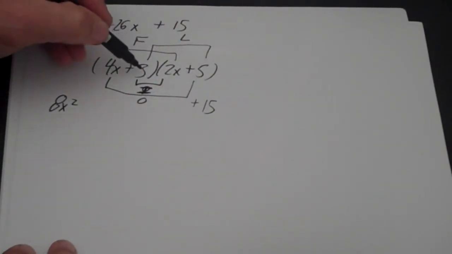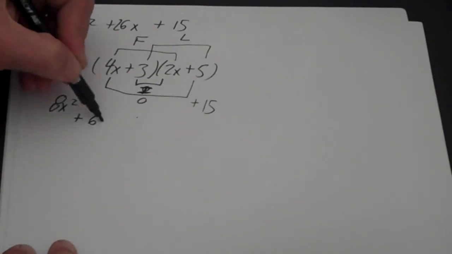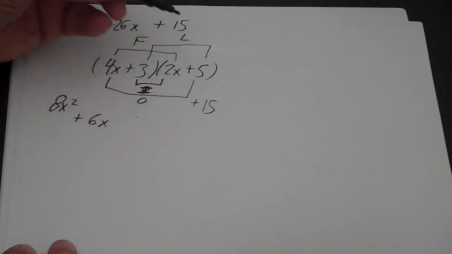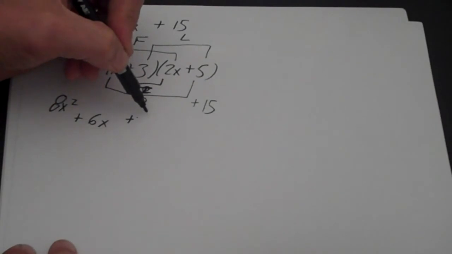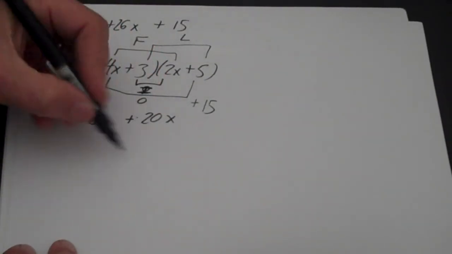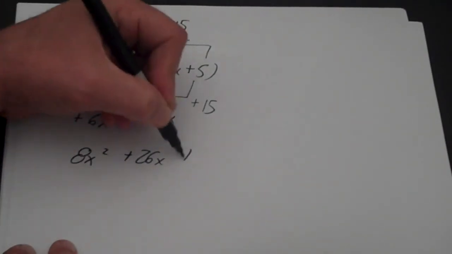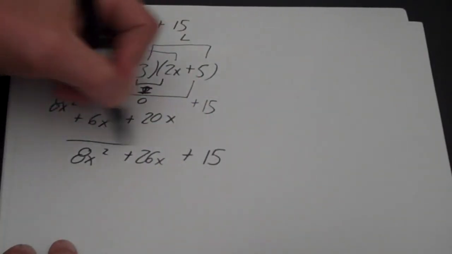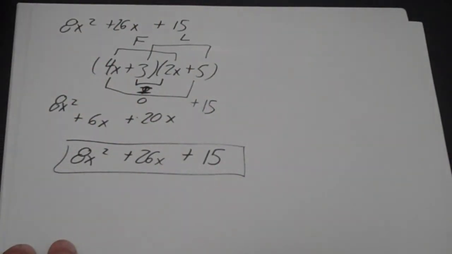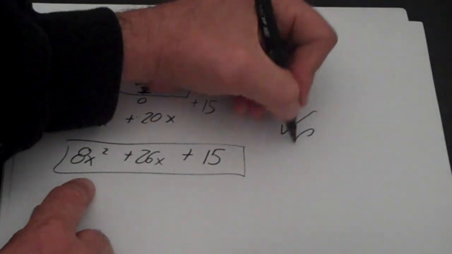In this case, 3 times 2x is a 6x, and 4x times 5, 4 times 5 is 20x. And then these two terms combine, 8x squared plus 26x plus 15. And if that's the problem that we started with, we in fact did the problem right. If we look back to our original problem, that is what we got, so that's a check.